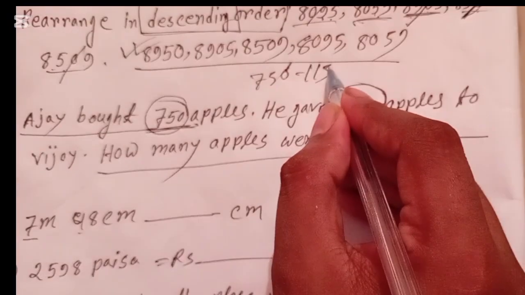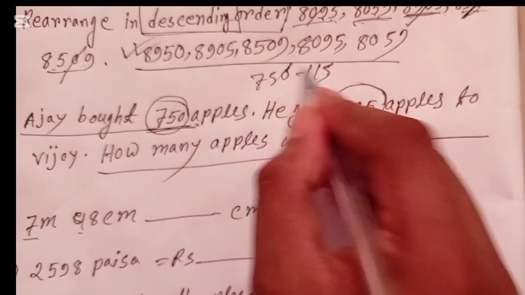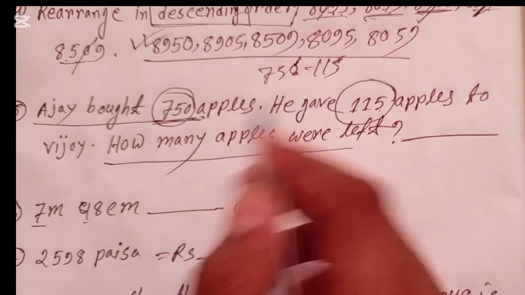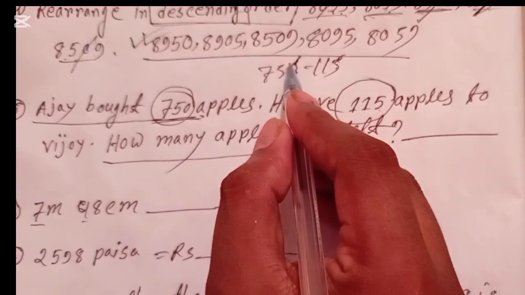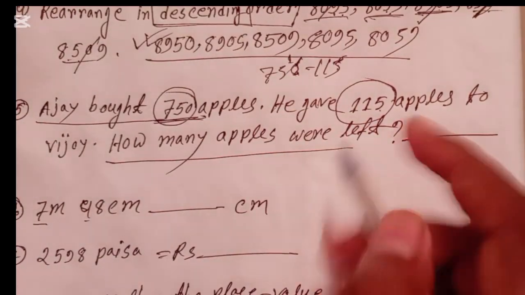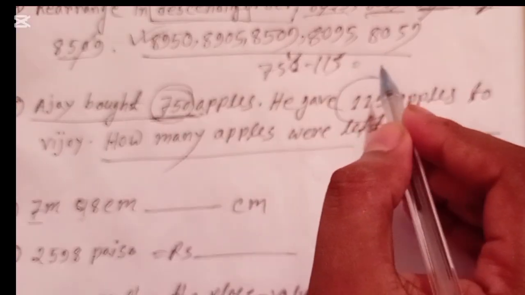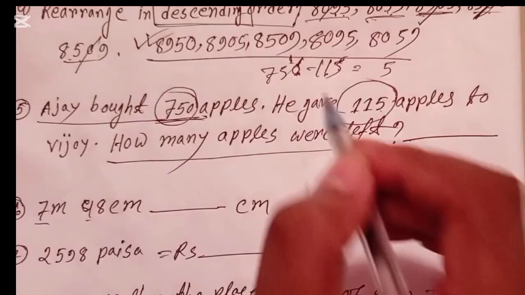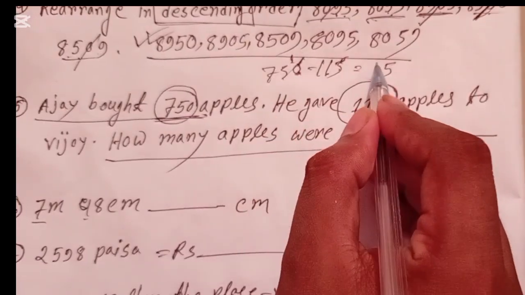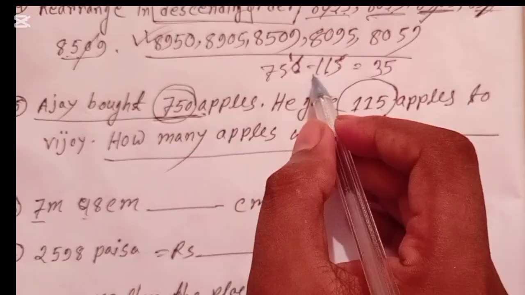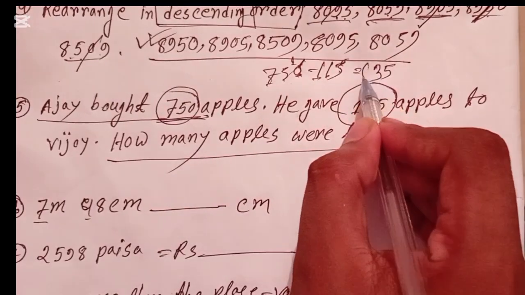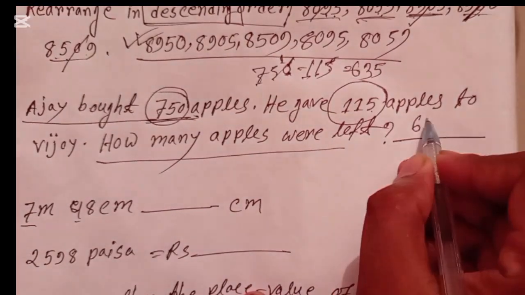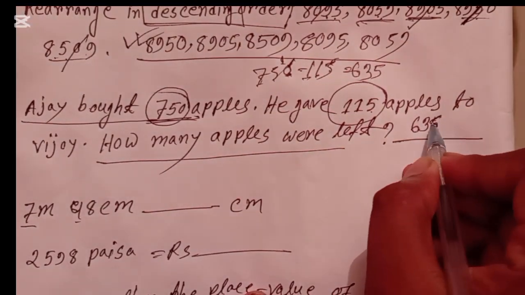First of all, 0 minus 5, but 0 is smaller. We cannot subtract 5 from 0. So we think this is not 0, this is 10. So 10 minus 5 is 5, and carry 1, 1 and 1 is 2. Then 5 minus 2 is 3. There is no carry, so 1 and 7: 7 minus 1 is 6. So finally the answer is 635.